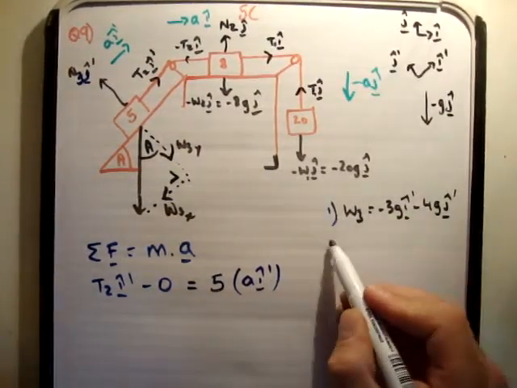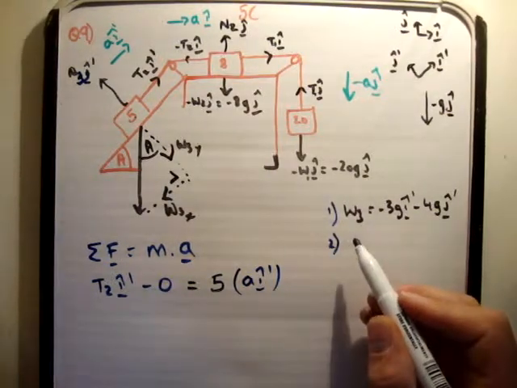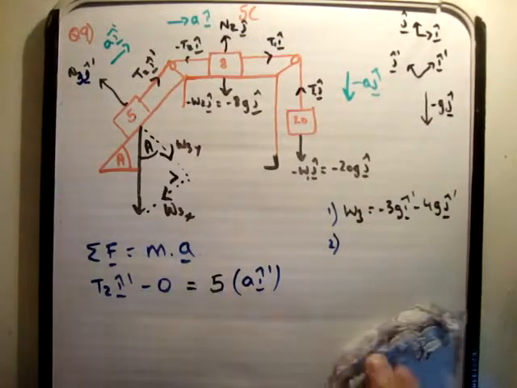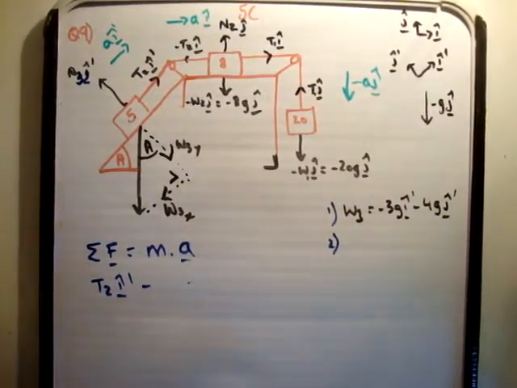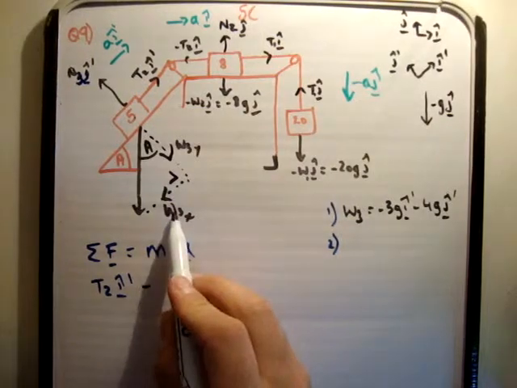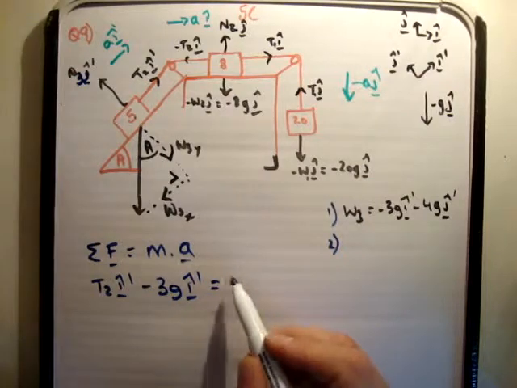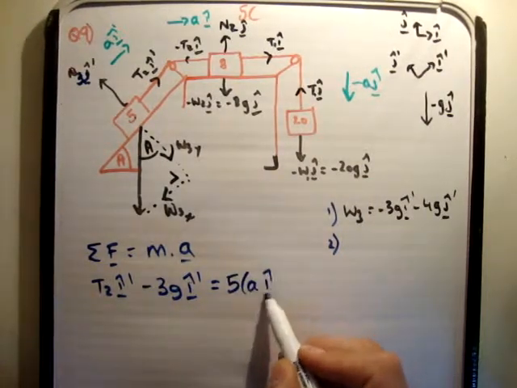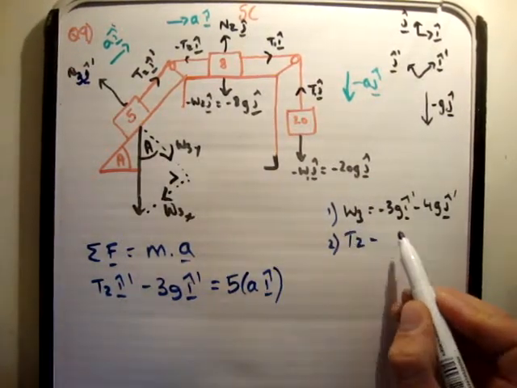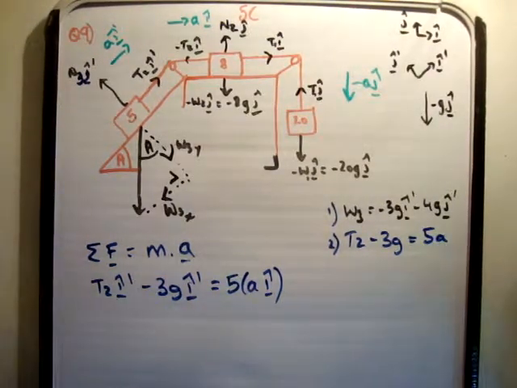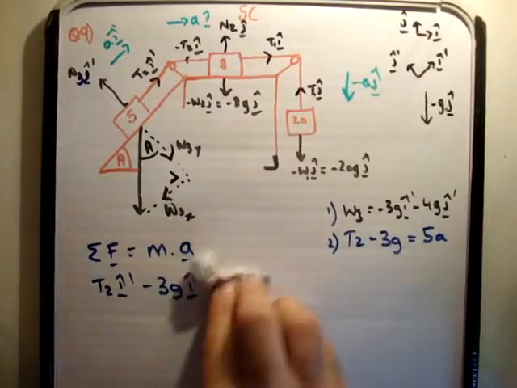So if this is equation 1, equation 2 is, that's incorrect. That's very incorrect, because I forgot about the weight vector. So let's go back here. We have to take away from it w3, which was 3g i hat prime, and that's equal to the mass, 5, times a i hat prime. So we know that t2 minus 3g is equal to 5a. Sorry about leaving that out. It's difficult to do these videos and think at the same time. Alright, so that's pretty good.